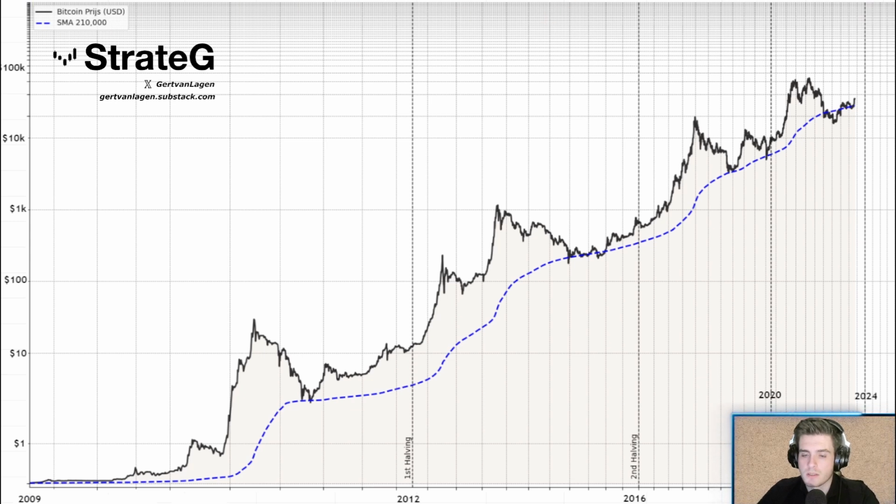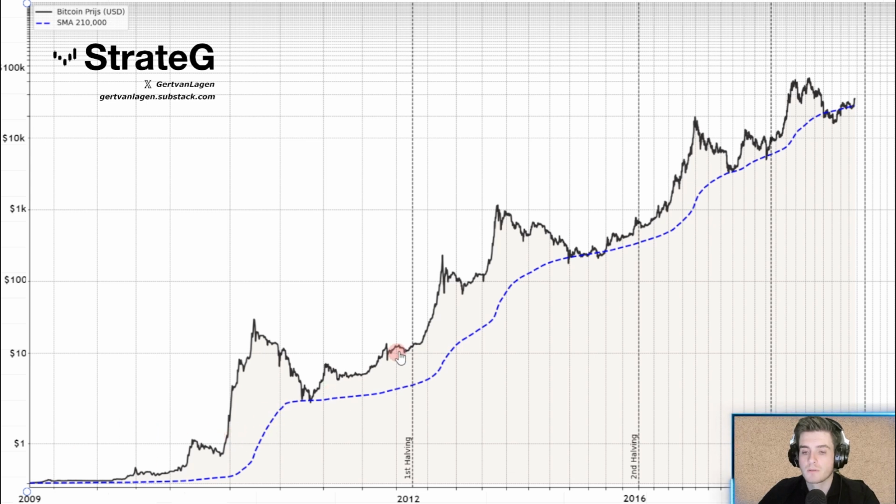So if we see this chart, on the vertical axis you find a logarithmic price scale going from 1, 10, $100, so each time 10x, and the black line is the price line, and what's a very nice line is the blue dashed one, which is the 210,000 Bitcoin blocks average.